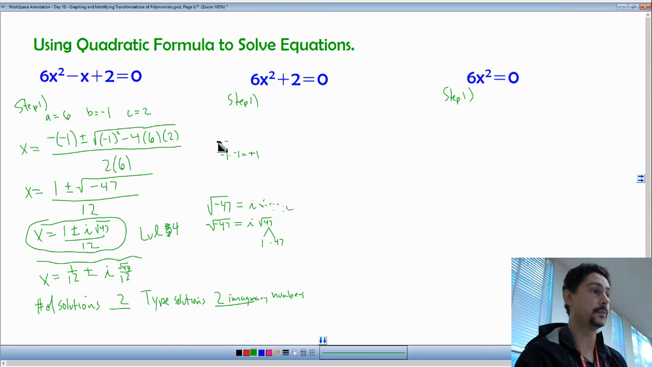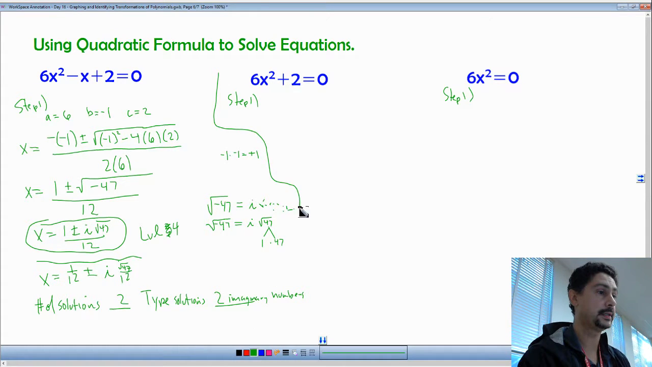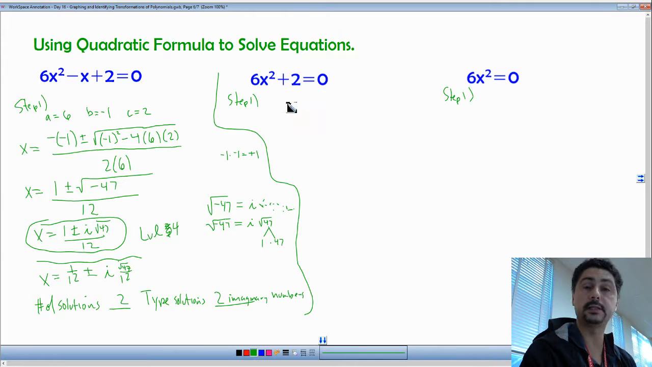Okay, so let's keep that in mind. That took care of the most complex case. Now let me talk about the easier cases. Easier cases are easier because there's less of them. So you can still do the same thing and say A equals 6, but this time you have to say C equals 2 and B equals 0.